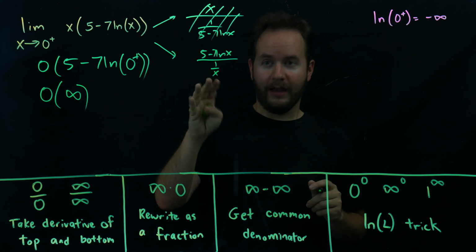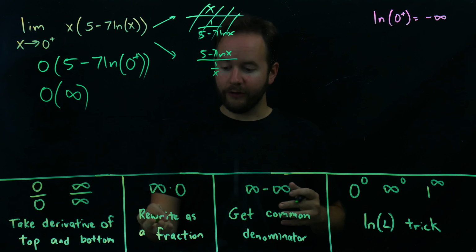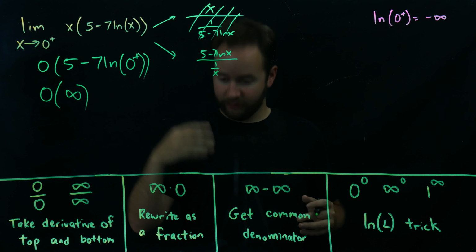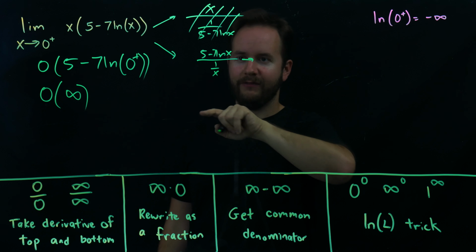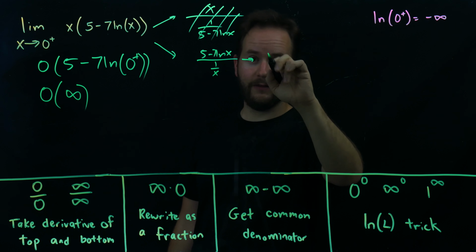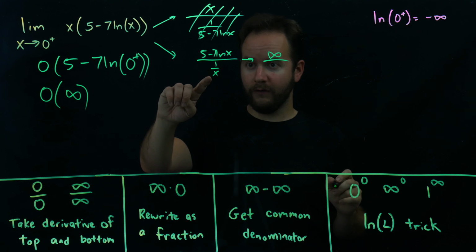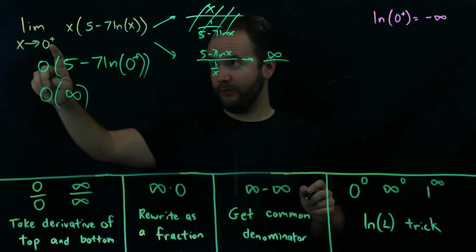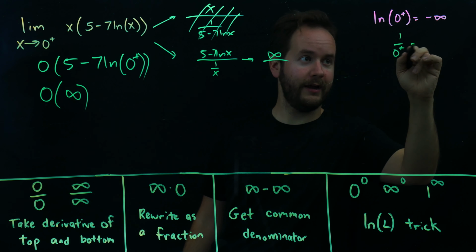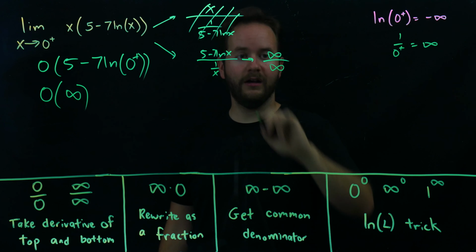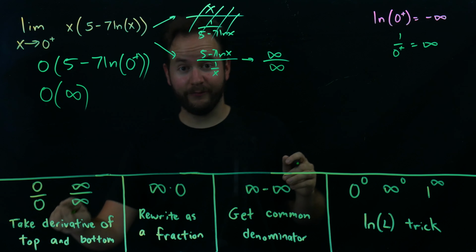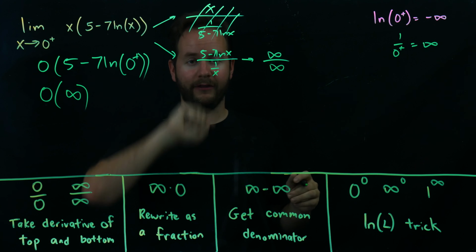Okay. Now I'm going to plug in 0 again. Now that I've followed the instructions to rewrite as a fraction, we go back to the beginning and plug in 0. When I plug in 0, I get ln of 0, which is again negative infinity, times negative 7, which is positive infinity, plus 5, which is infinity. Then I have 1 over 0, at least 1 over 0 from the right. 1 over 0 from the right is infinity. So I get infinity over infinity, which leads me to this form, which tells me to take the derivative of the top and the derivative of the bottom.